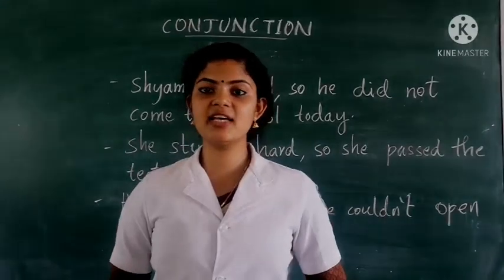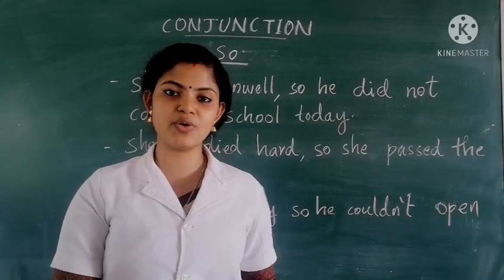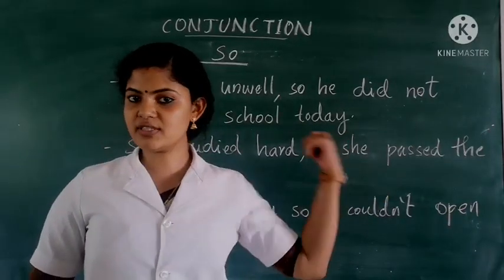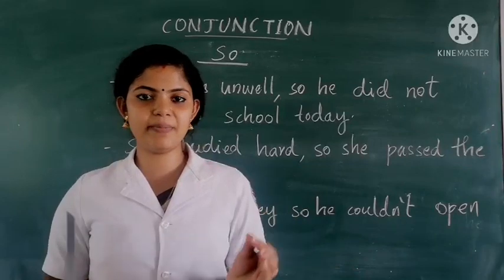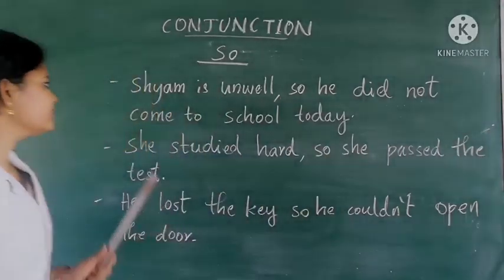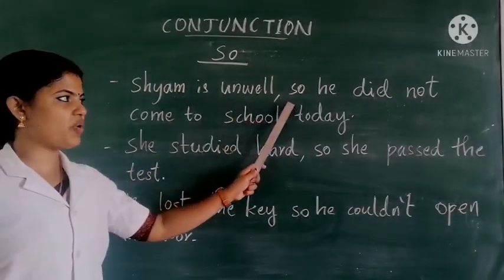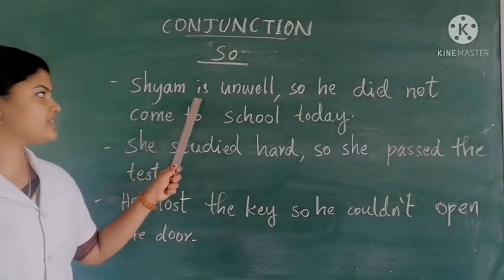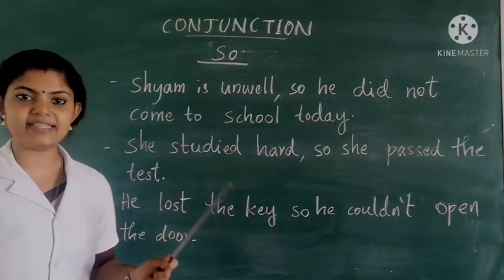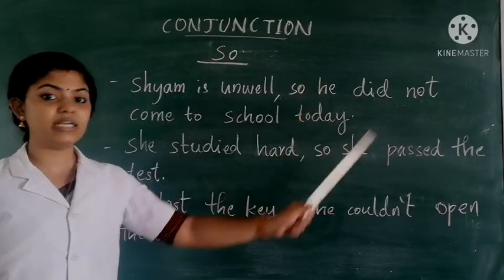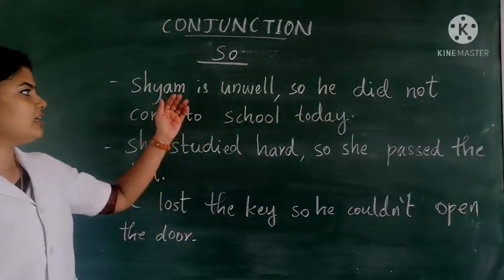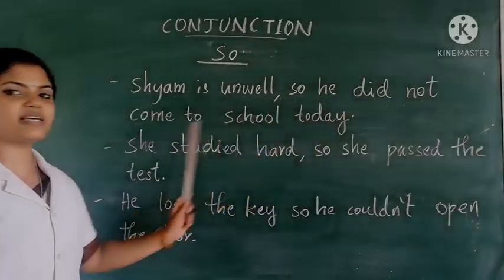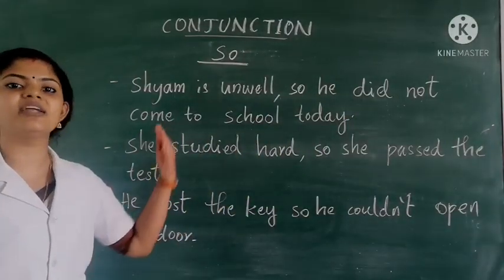The next conjunction is so. We use the conjunction so to talk about cause and effect. Okay, we use so to connect different sentences. It will be a cause and effect. Let's see the examples. Shyam is unwell, so he did not come to school today. This is the cause: Shyam is unwell. He is not well. That is the cause. And so he did not come to the school today. This is the cause, and the second part is the effect, the result of that cause.